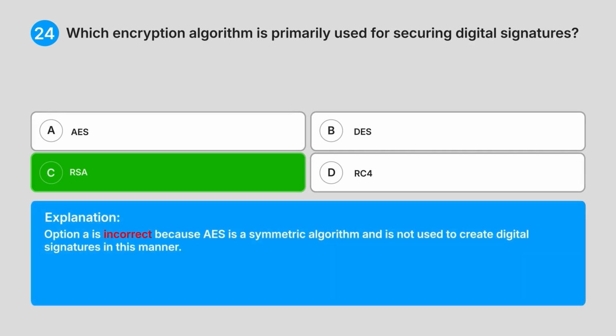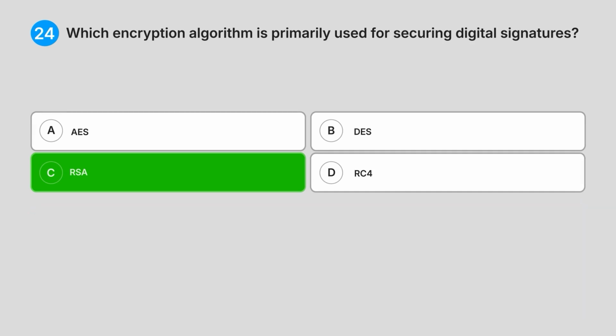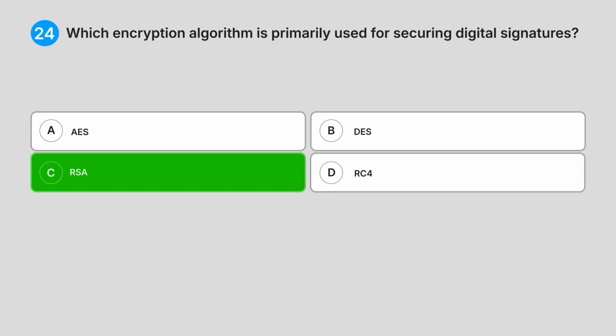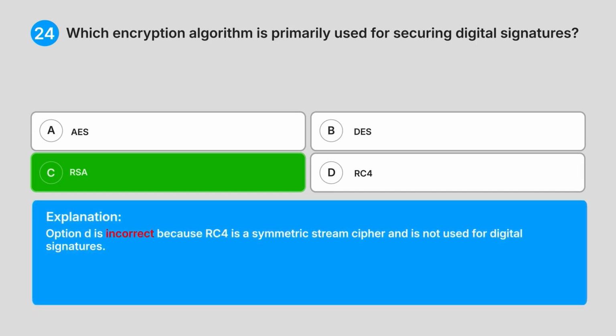Option A is incorrect because AES is a symmetric algorithm and is not used to create digital signatures in this manner. Option B is incorrect because DES is an outdated symmetric algorithm unsuitable for digital signatures. Option D is incorrect because RC4 is a symmetric stream cipher and is not used for digital signatures.